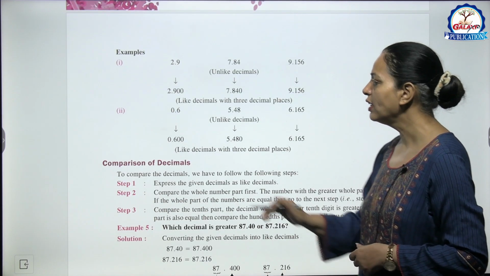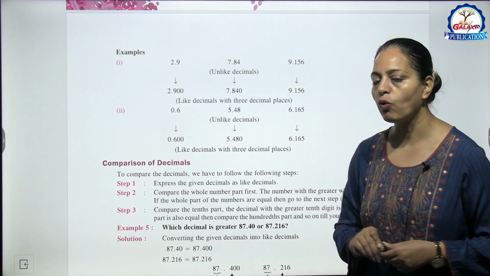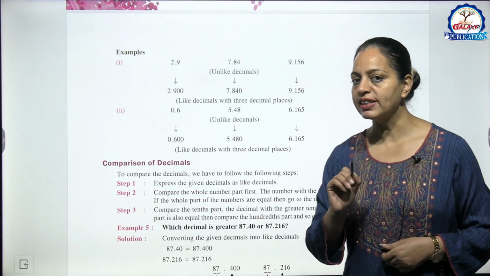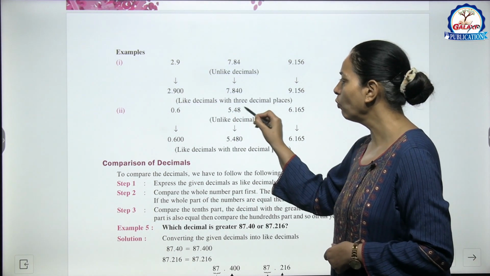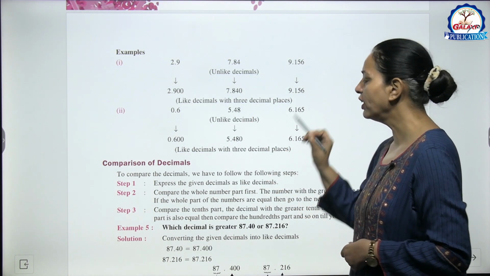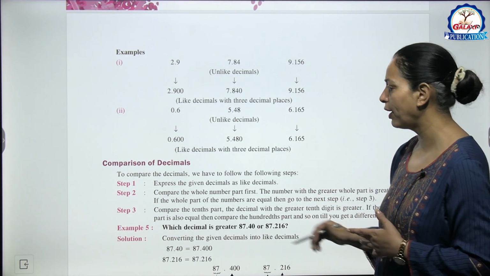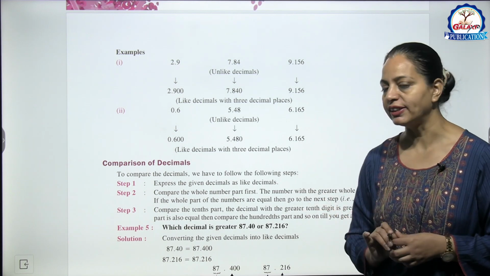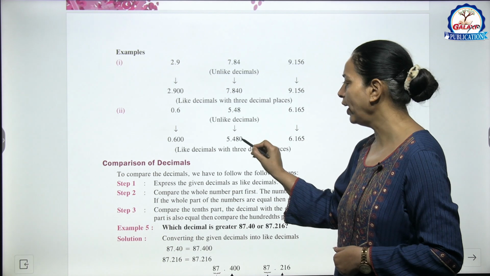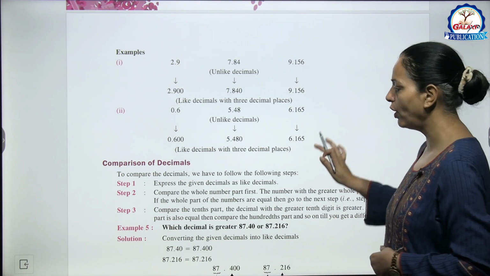Now the second one, 0.6, 5.48, 6.165. फिर यहाँ पर हमारे पास क्या है, 1 digit है after decimal, here we have 2 digits after decimal, here we have 3 digits after decimal. तो हम मैक्सिमम में चेंज करेंगे, यानी हम क्या बनाएंगे, 3 decimal places. So 0.600, 5.480, 6.165 as it is. So very simple.